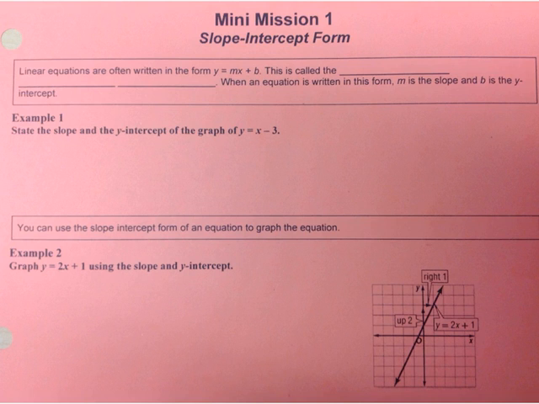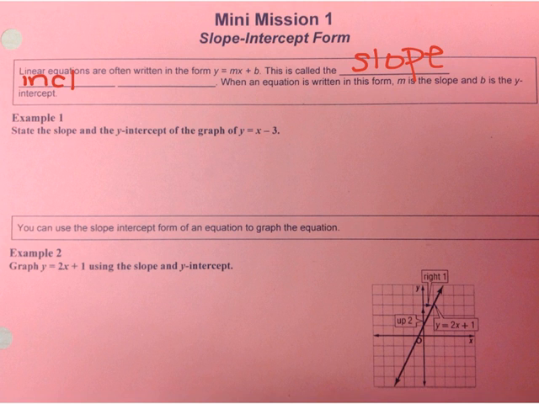Alright, so the next thing that we're going to talk about for this lesson is going to be slope-intercept form. So the first thing that we need to fill out is the vocabulary at the top section. So the first part says linear equations are often written in the form y equals mx plus b. And that is going to be called the slope-intercept form.